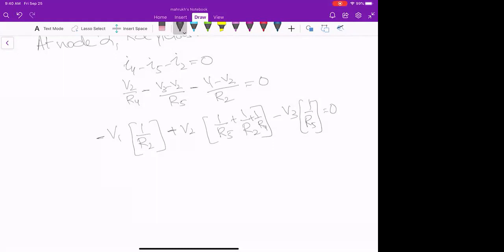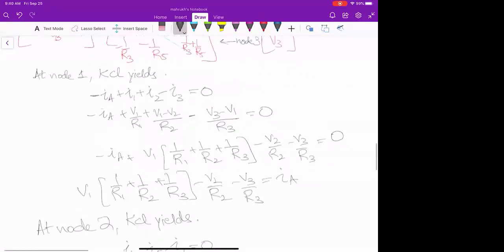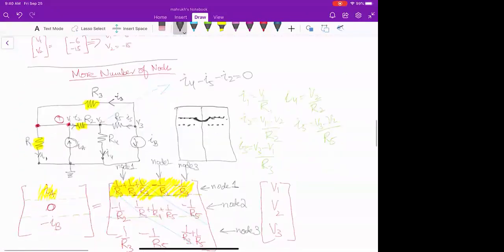So let's try to do node 3. Let's see whether we have all the currents for node 3. We have I5, we have I3, and we have IB. So it's good. What should be the equation for V3? Can anybody tell me what I should write?